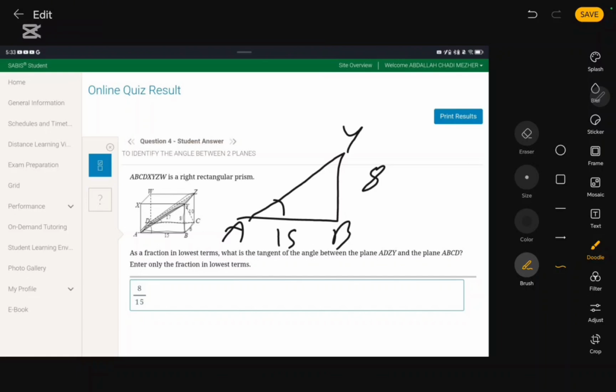But over here, they want a fraction in lowest terms, and what is the tangent of the angle? If they said what is the angle, then you do tan inverse on the calculator. But for now, it's 8 over 15.